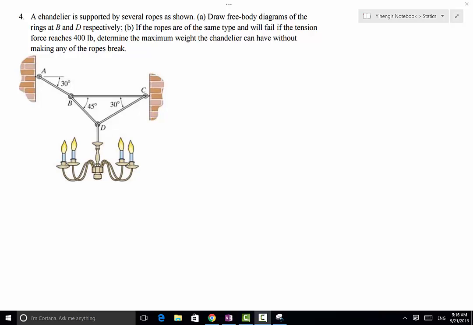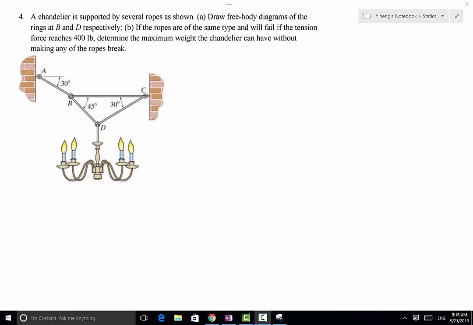In this problem, we have a chandelier that is supported by several ropes, and we are given that the ropes are of the same kind and they will fail if the tension force reaches 400 pounds. We need to determine the maximum weight the chandelier can have without causing any of the ropes to break.